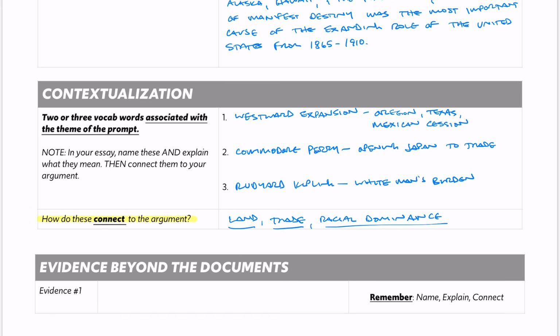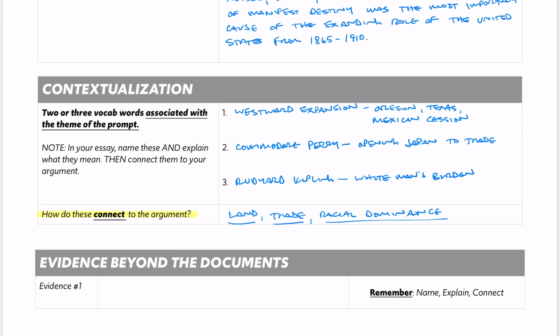Okay, now the last thing I need to do in all of this is make sure I write down what I'm going to use for my evidence beyond the documents. Now, I gave myself a couple of options on the other side of the page when we talked about the documents. I'm going to choose Frederick Jackson Turner's Frontier Thesis. So in my essay, I'm going to name the frontier thesis. I'm going to tell what it is. And the last thing I want to do is make sure I connect it to the larger argument that I'm making.